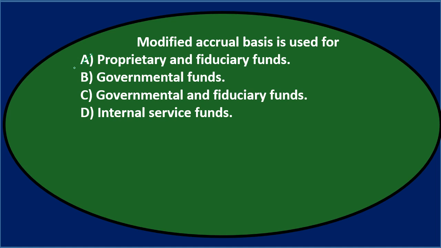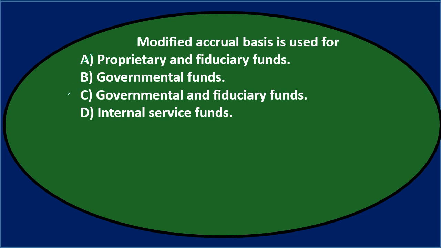B says the governmental funds, and that's a grouping of funds, so that could be it. I'll keep that. C says governmental and fiduciary funds. Between B and C, note we have governmental funds in both of them, and then we've added fiduciary funds here. You would think that if modified accrual was used in C, it would also be in B. So just keep that in mind.